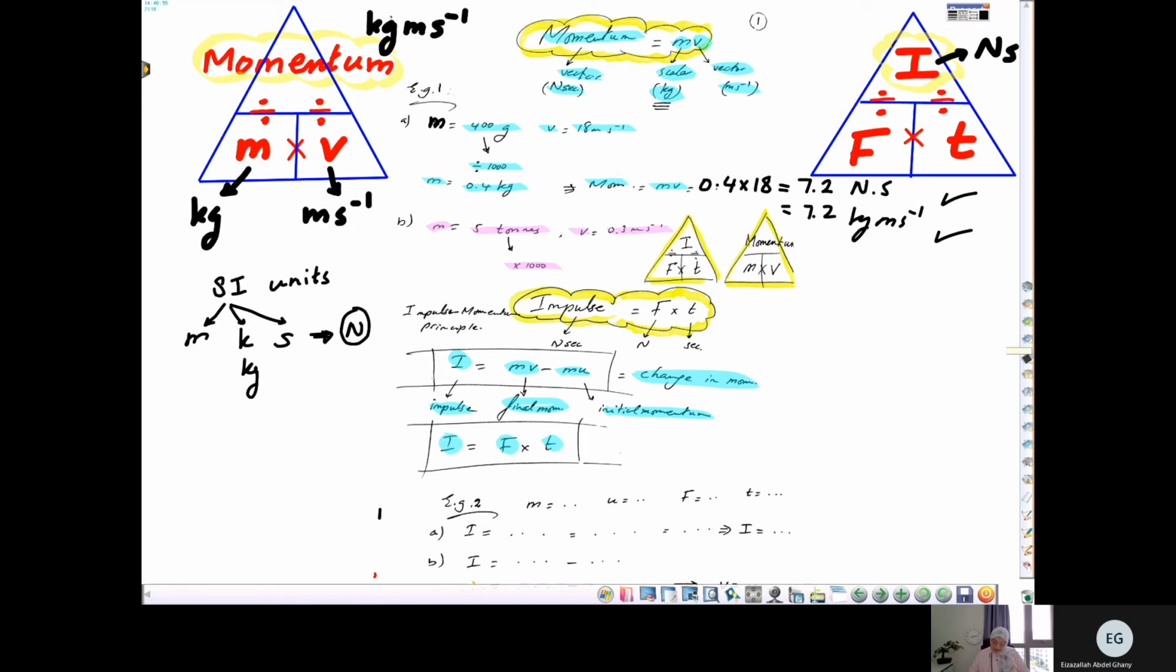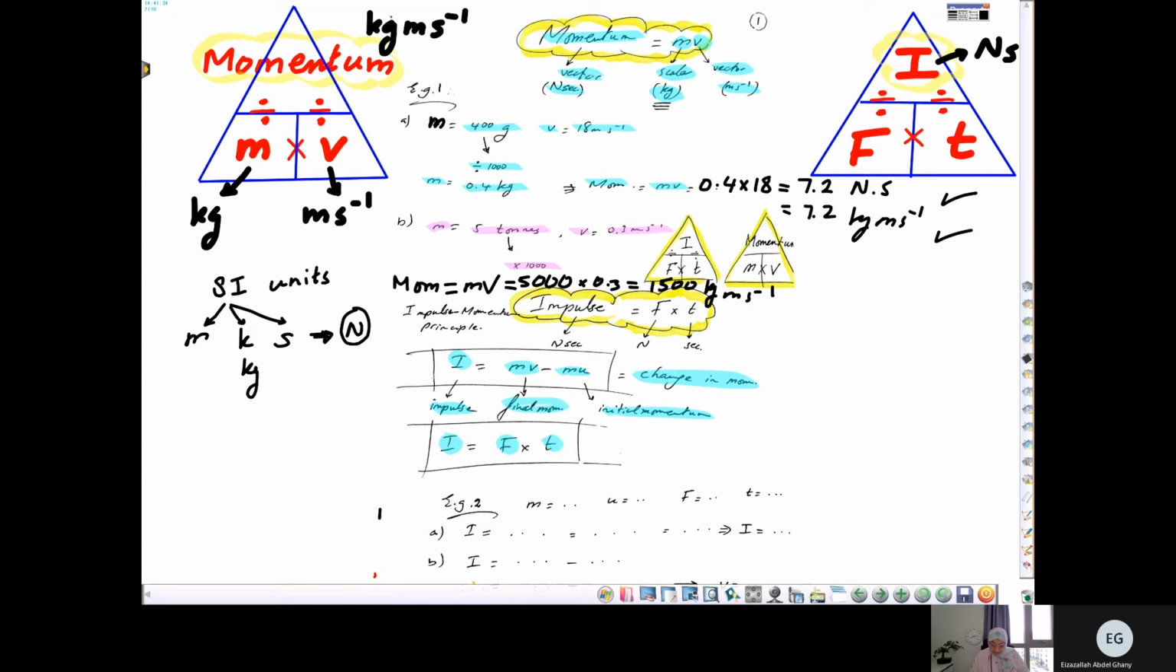Now let's calculate. The momentum equals mv. So you will multiply the mass, which is 5,000 kilograms, by velocity, which is 0.3, and you will get the answer in kilogram meter per second. It will be 1,500 kilograms meter per second, or Newton second.